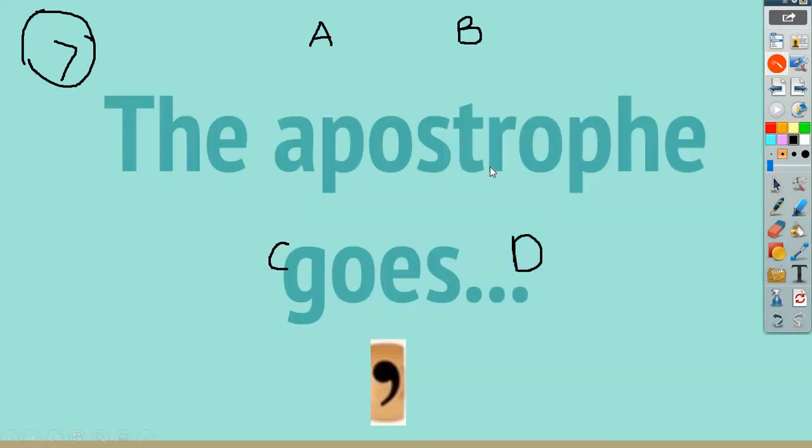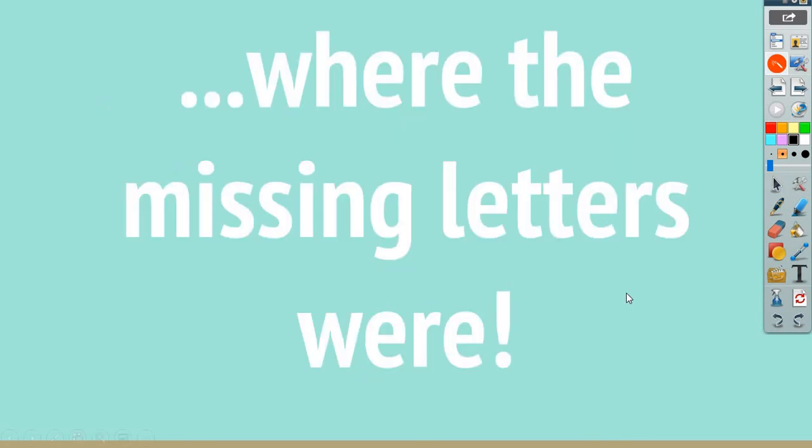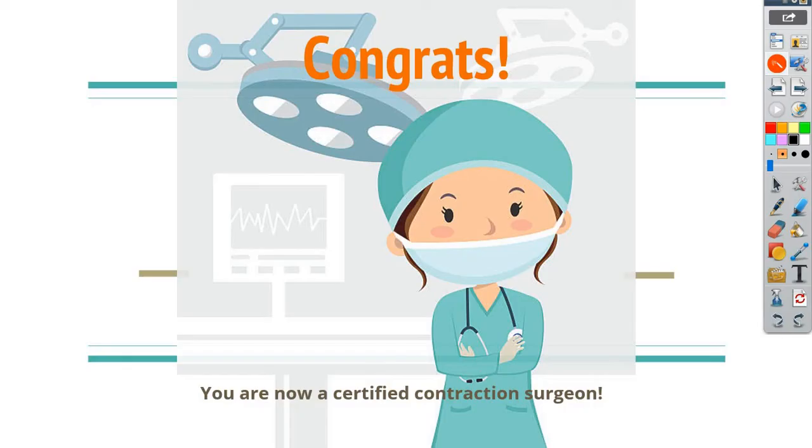All right. So you only had 7. And remember, the apostrophe goes... Yep, the apostrophe goes where the missing letters were. So don't forget, that's where the apostrophe always goes.